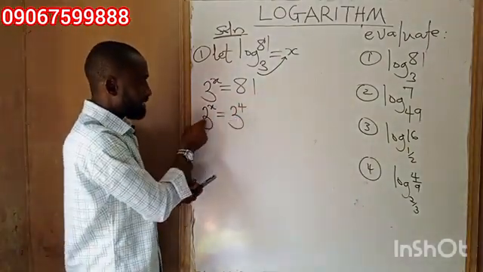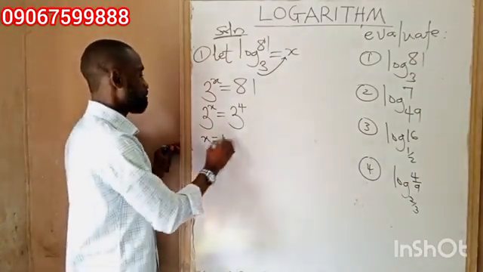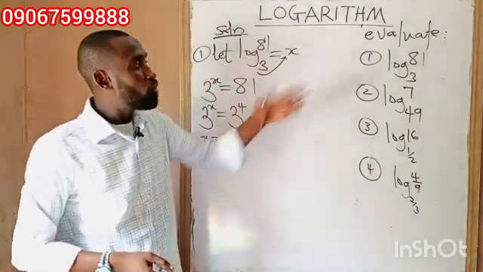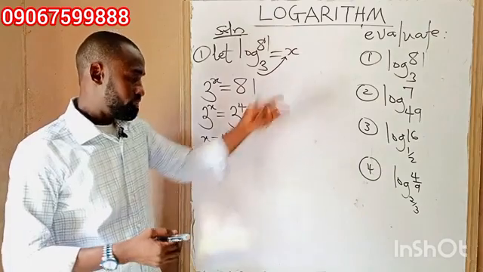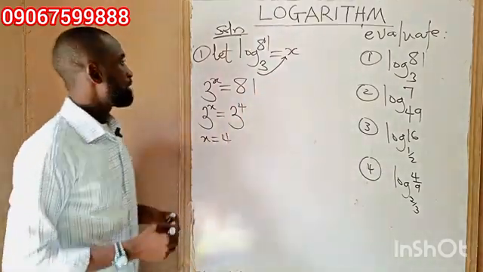Since they are equal, the bases are equal, I will equate the power. So it means our x will be equal to 4. I solved this question using the definition. I can equally solve this question using the law. So when we get to the laws, we're going to repeat some of these questions using the law to solve them. So that's the first one.